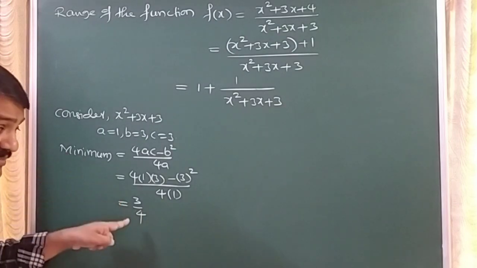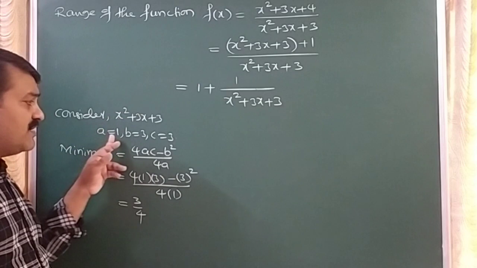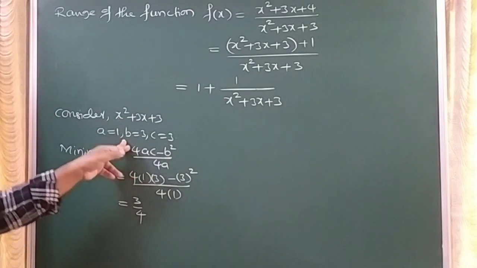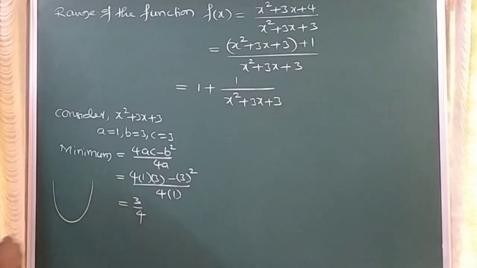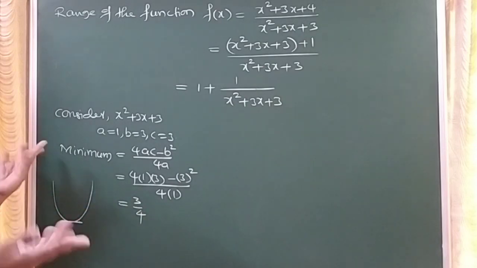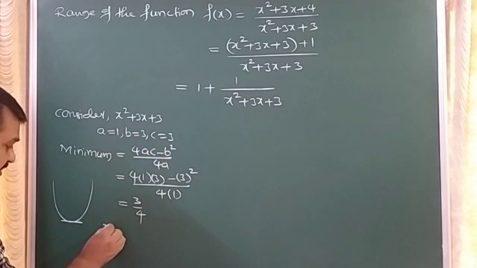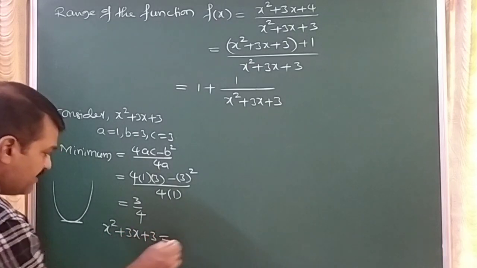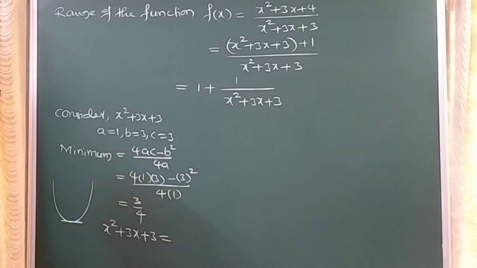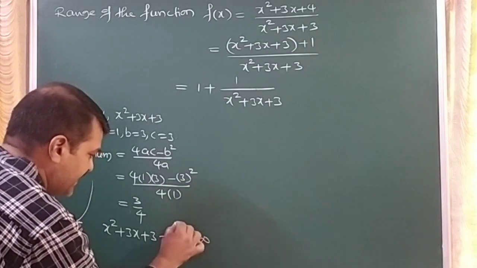Minimum value is 3 by 4. So whenever the coefficient of x square is positive, this quadratic expression's graph will be like this. You will get the minimum value of the function at this point, but there is no maximum. So what is the range of this particular function now? X square plus 3x plus 3, minimum you know, but there is no maximum. So 3 by 4 to infinity.